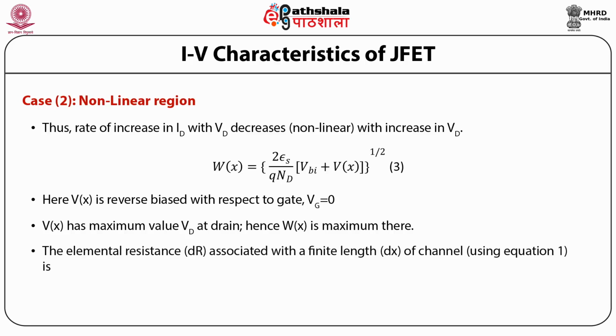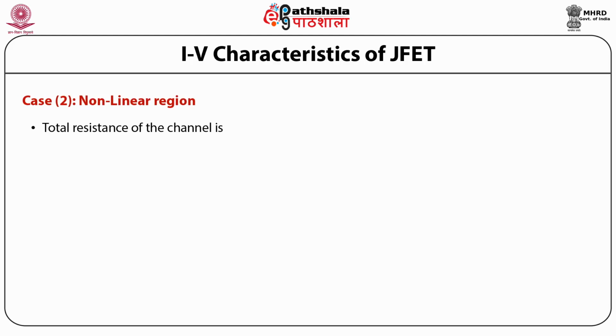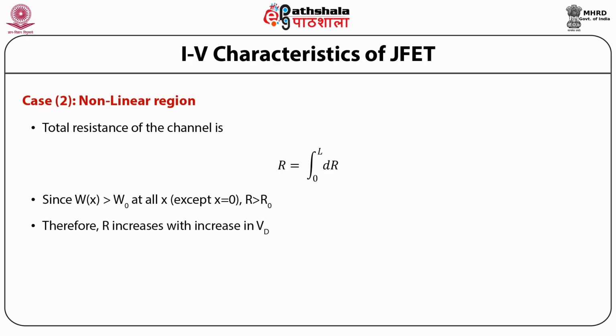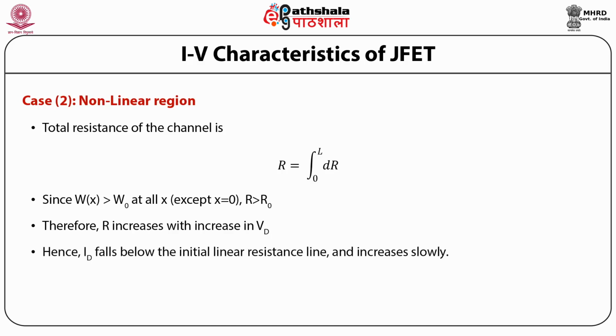So the elemental resistance dR associated with the finite length dx of the channel is given by dR equal to dx by 2q mu n Nd Z multiplied by (a minus W). Total resistance of the channel will be R equal to the integral from 0 to L of dR. Since W is greater than W0 at all x except x equal to 0, R is greater than R0. Therefore, R increases with increase in Vd. Hence, Id falls below the initial linear resistance line and increases slowly.